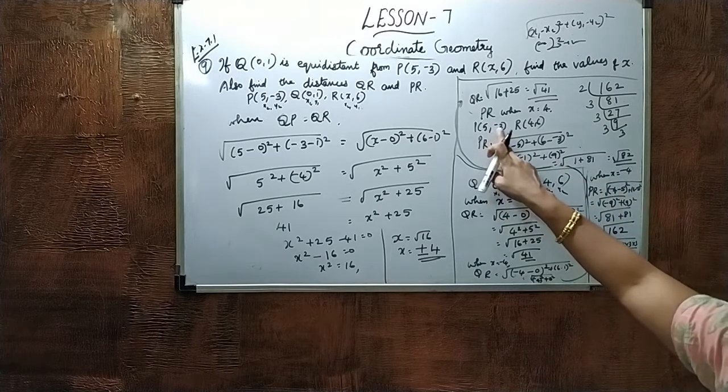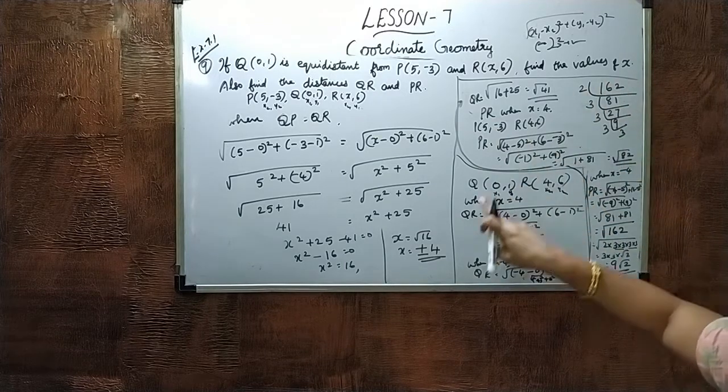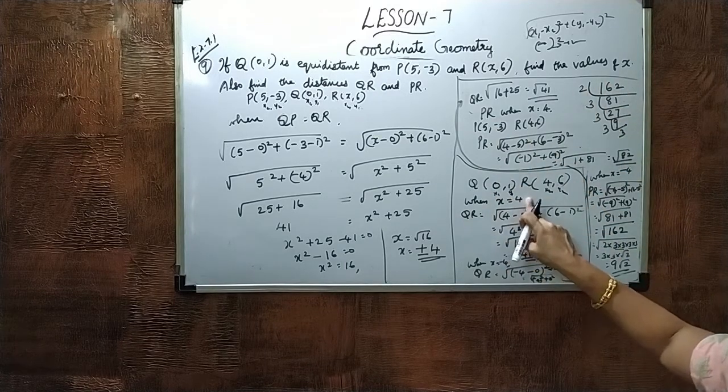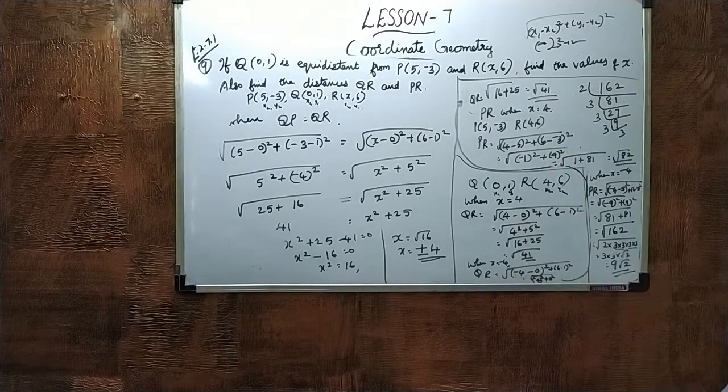When x is equal to positive 4, PR you will get root 82. Then here also QR, when x is equal to positive and negative 4, you will get the same answer, root 41. Okay, one more thing I want to tell you.